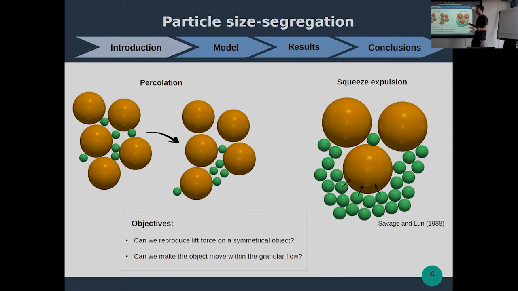It all boils down to what is the lift force on a big particle or a big object, and is it big enough to overcome gravity or not? With that, we can write down two objectives for this project. First, can we reproduce lift force on a symmetrical object, such as a sphere or a cylinder, using an Eulerian approach? And if we're successful, can we make the object move using a dynamic mesh, for instance?